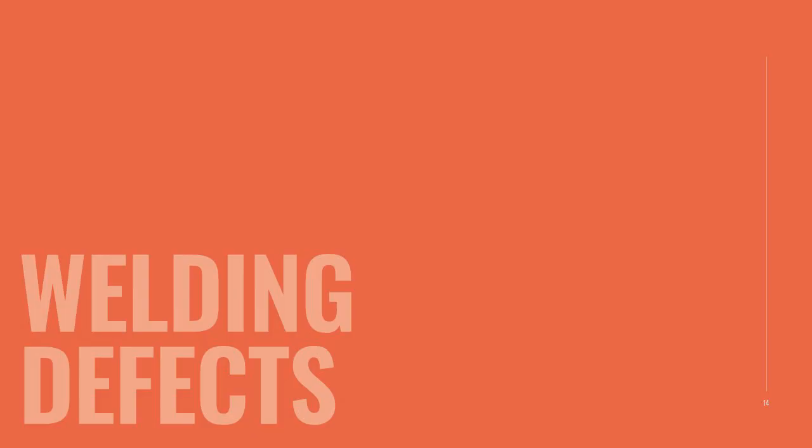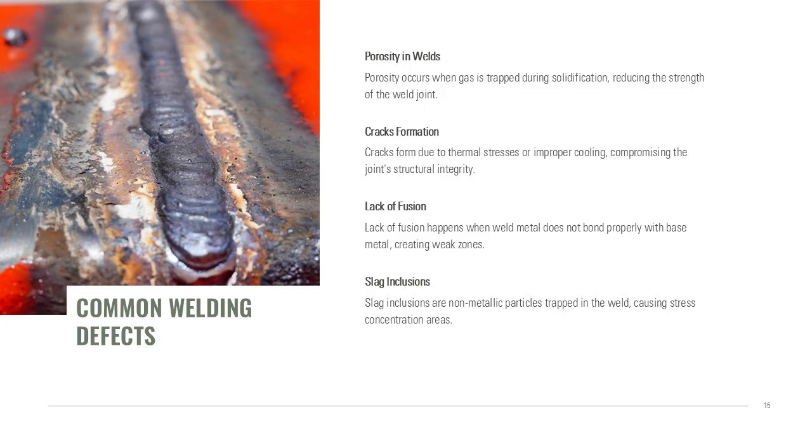Common welding defects, impact of defects on structural performance. Welding defects are imperfections that compromise the integrity of welded joints. Common defects include porosity, cracks, lack of fusion, incomplete penetration, and slag inclusions. Porosity results from trapped gas during solidification, reducing strength.